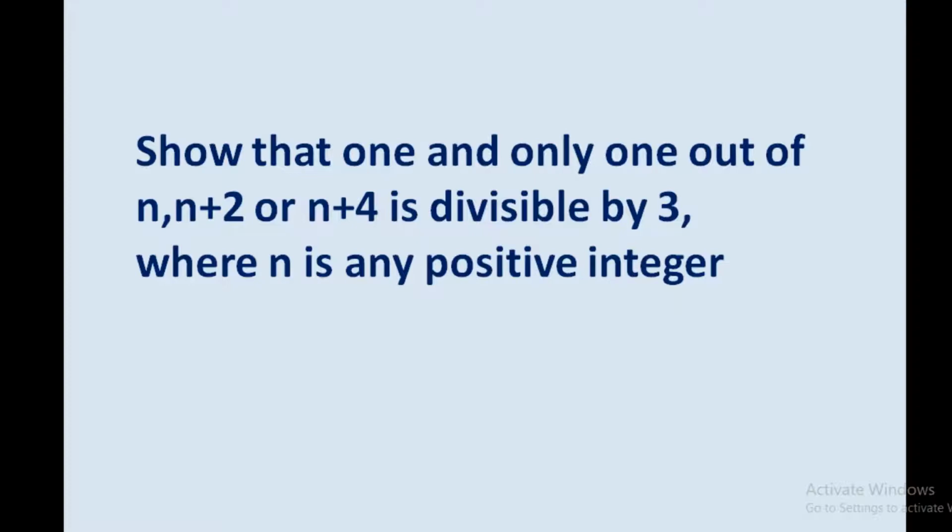Now we will see the second problem. It is given that one and only one out of n, n plus 2 or n plus 4 is divisible by 3, where n is any positive integer. Before solving this one, let us have some basic idea about the problem. What is given in the problem is that any one out of the three given numbers will be divisible by 3. So we will generalize this one.